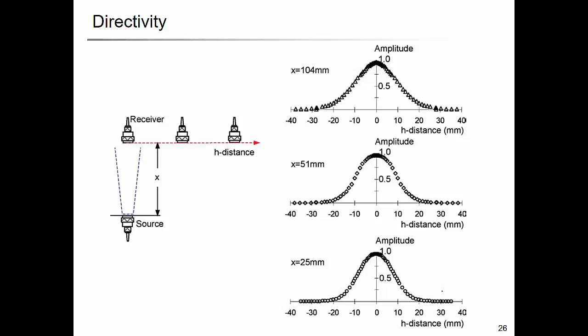Here, you fix the source here, and you move the receiver from the center to the outside. Then you collect the amplitude, and you can see that this is the amplitude detectable by the receiver. So around 2 centimeter, plus or minus 2 centimeter.